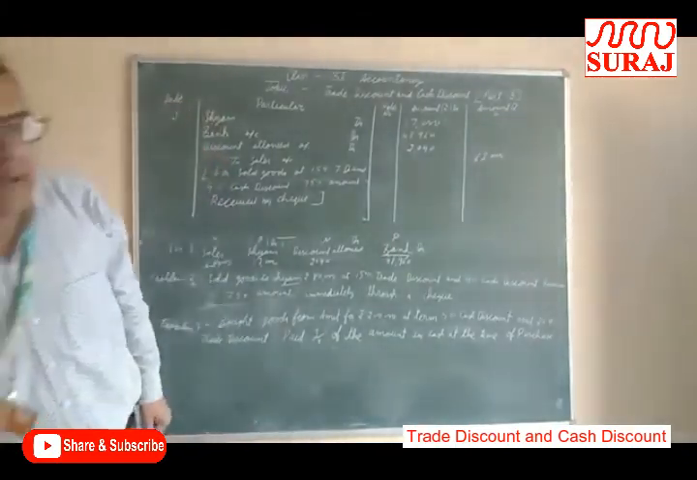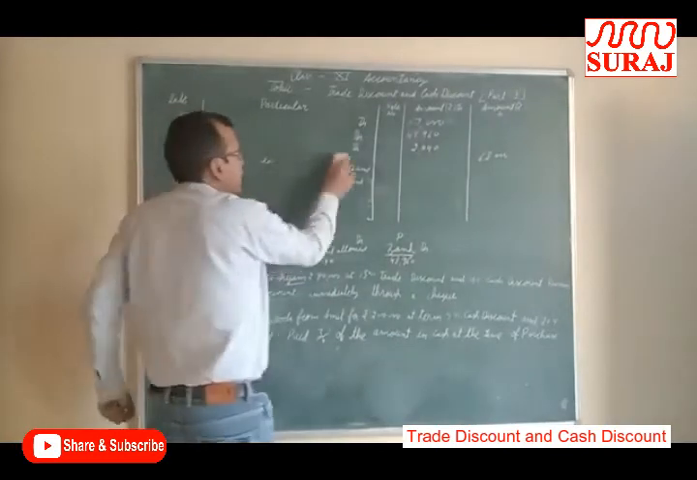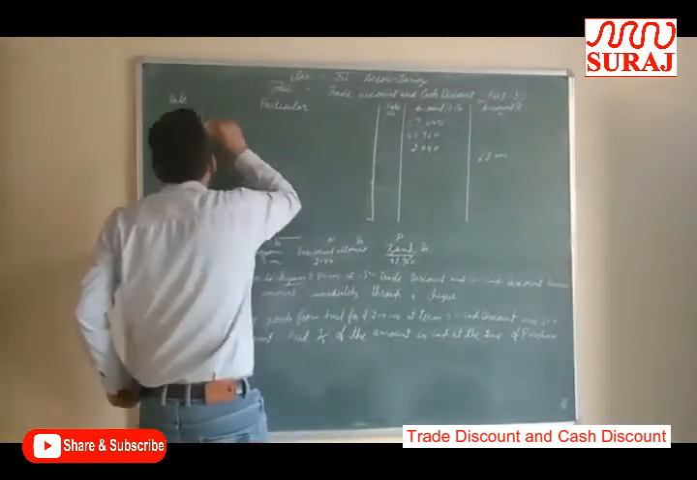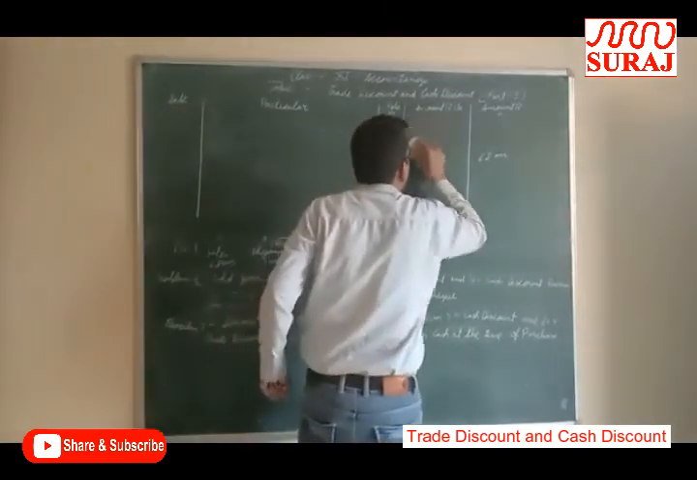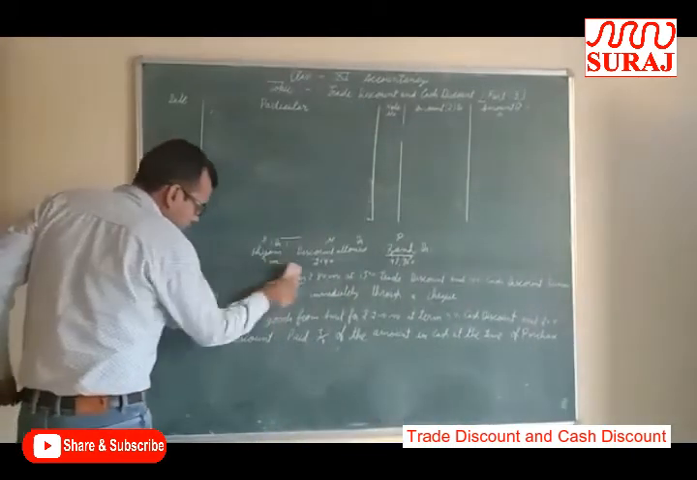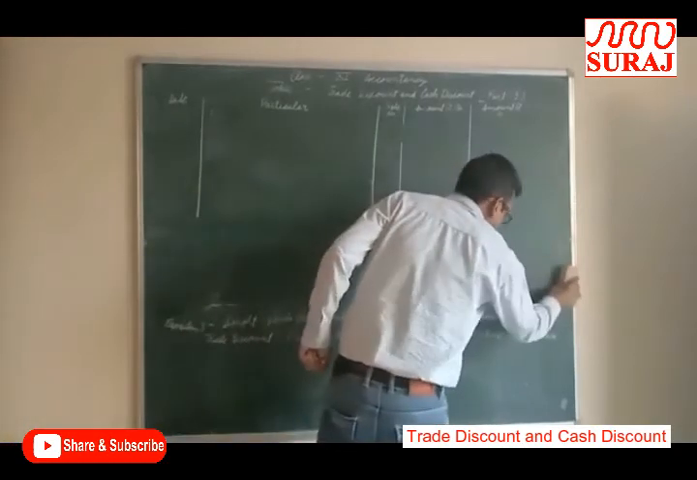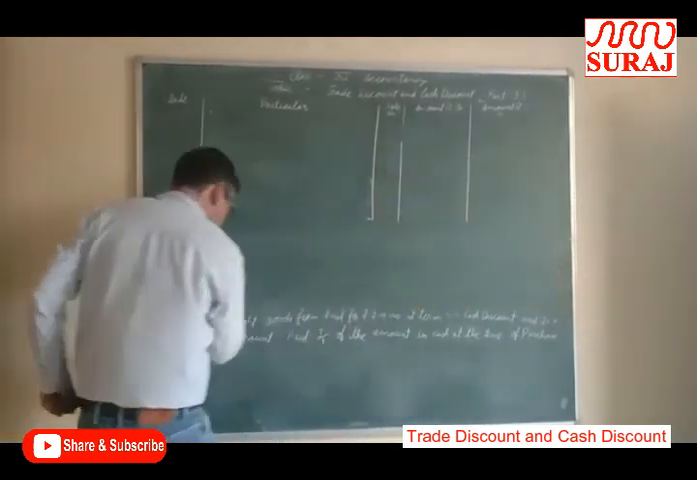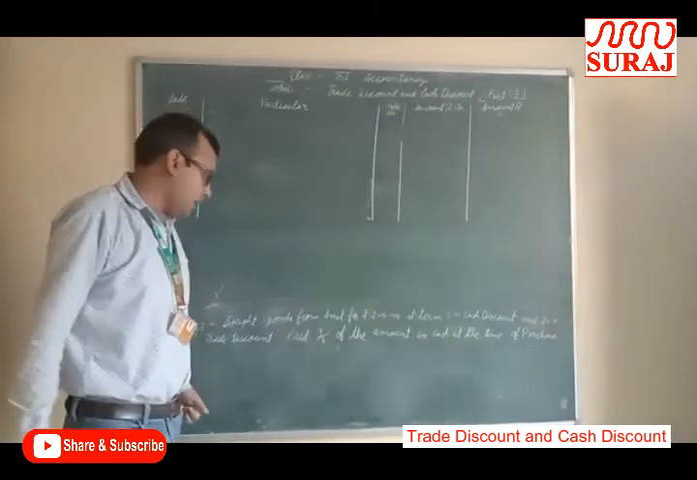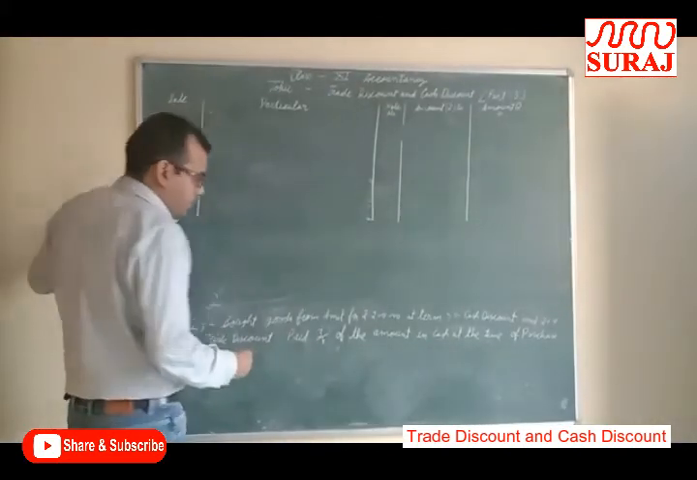Now come on to the third problem. Your third problem is written on the blackboard, dear students. Bought goods from Amit for 2 lakh, 20% trade discount and 5% cash discount. Paid 3/4 amount in cash at the time of purchase.